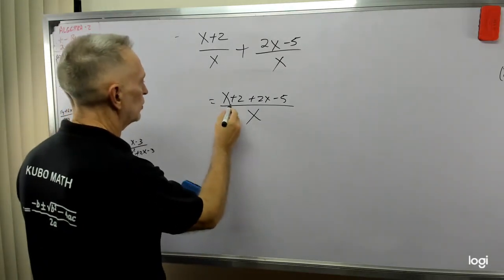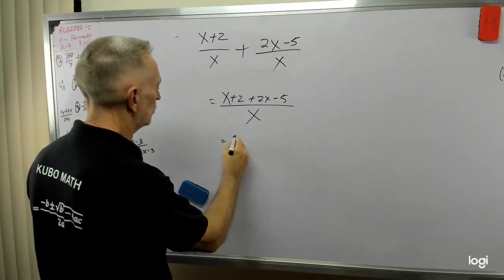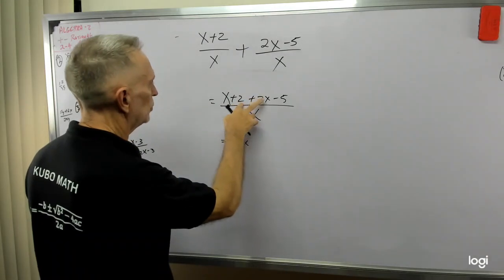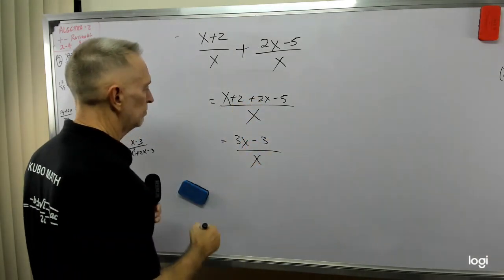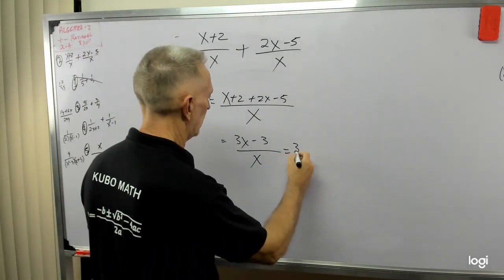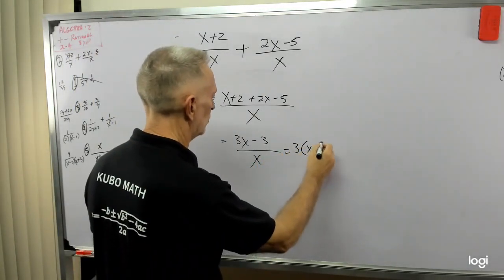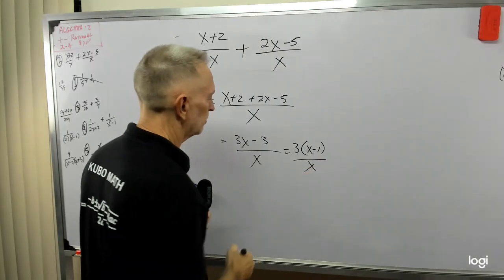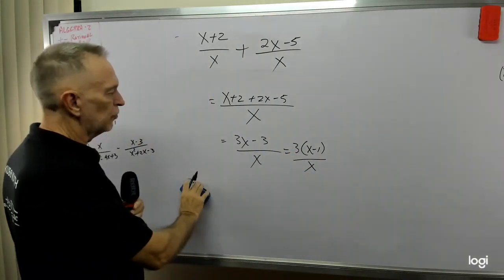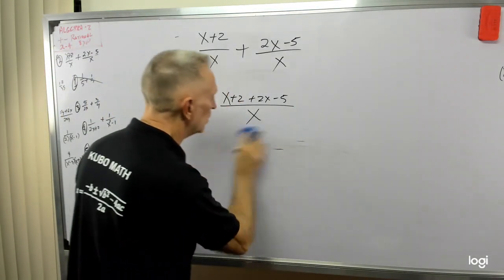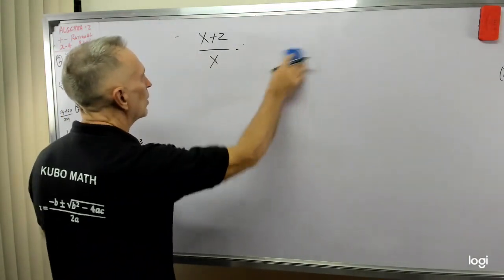So let's collect the terms. x plus 2x equals 3x. 2 minus 5 is a negative 3 over x. Now we could factor the 3 out: 3 times x minus 1 over x, or 3x minus 3 over x. Okay, so again, common denominator, and we were able to do that.